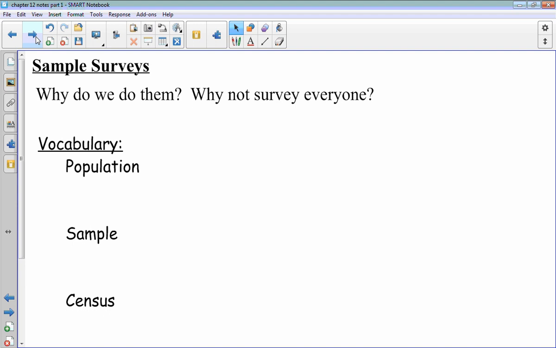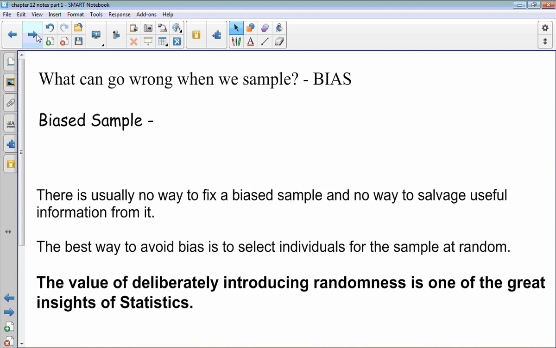Okay, we're going to specifically talk for a little bit about sample surveys, where we're looking at a specific sample. We know what a population is, we know what a sample is, and we know what a census is at this point, correct? Any confusion on those three words? Okay, good. So, what can go wrong when we sample?